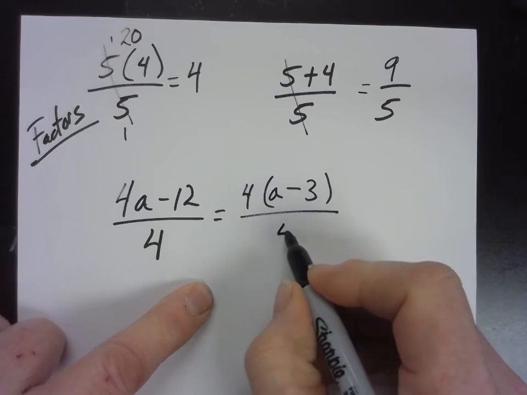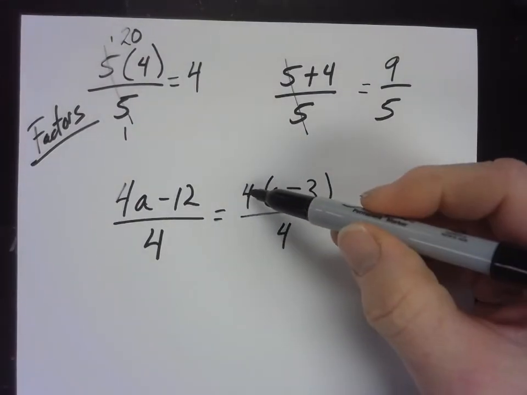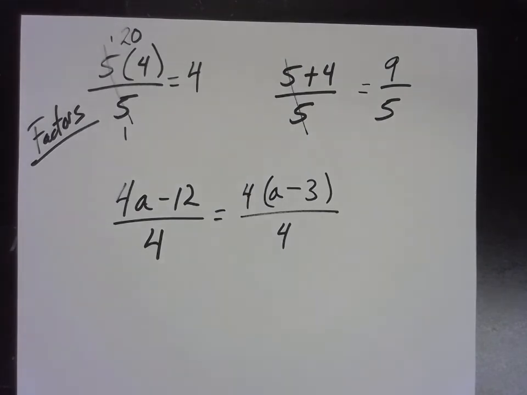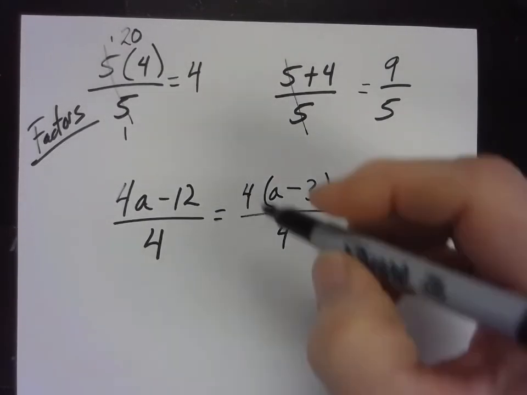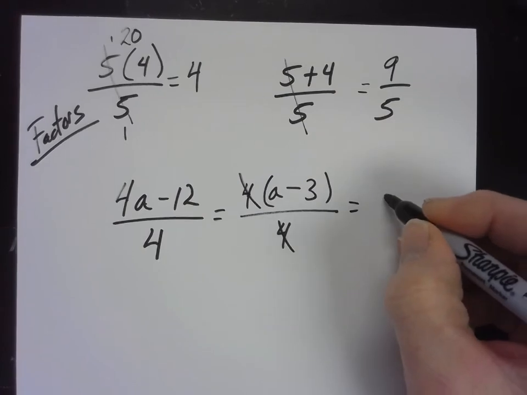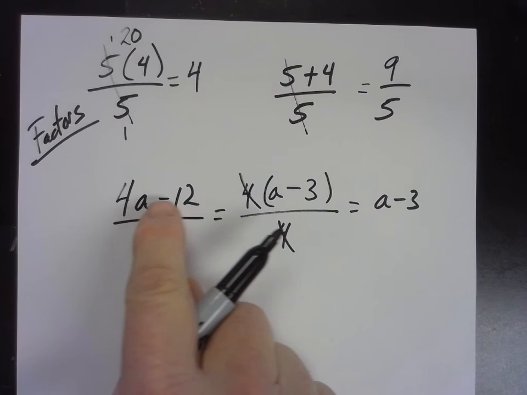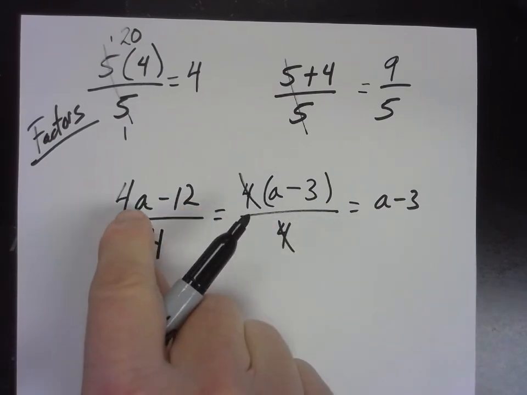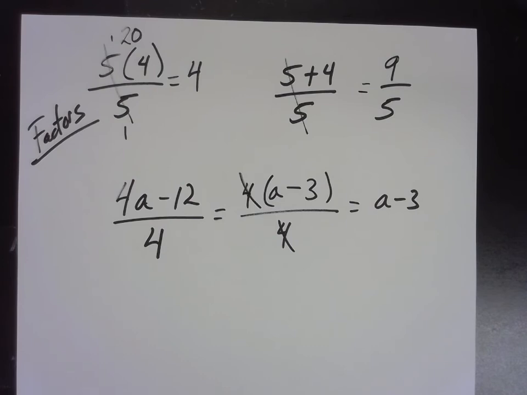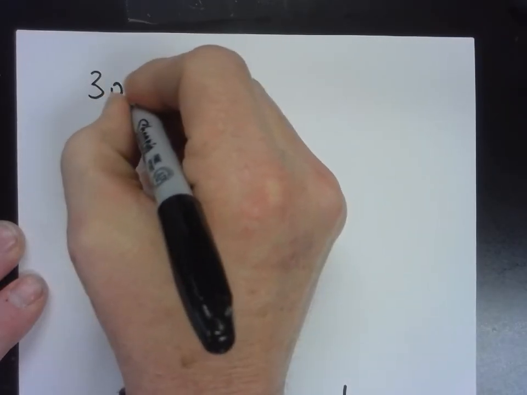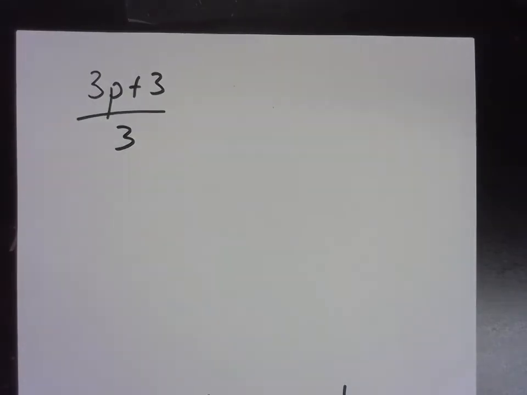Now, see that 4 right there? Is it a factor of the entire numerator? Yes. Now they'll cancel. See the difference? See how everything up here had to be divided by the 4, not just the 4a or just the 12. So if you factor first, then you can cancel. And these are the type of problems you're going to be given. They're super easy, but oh so tempting. Can you see what we can't do?